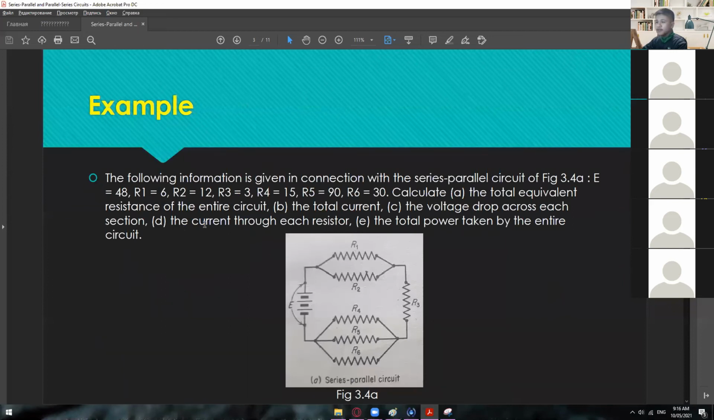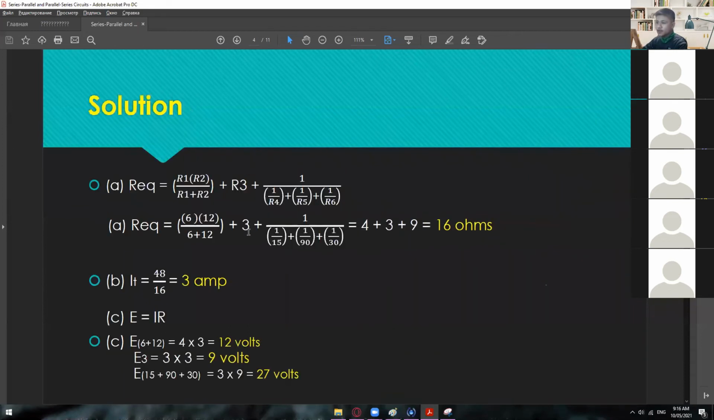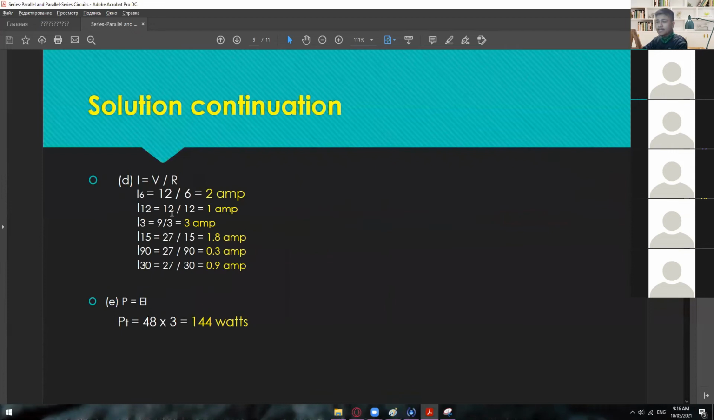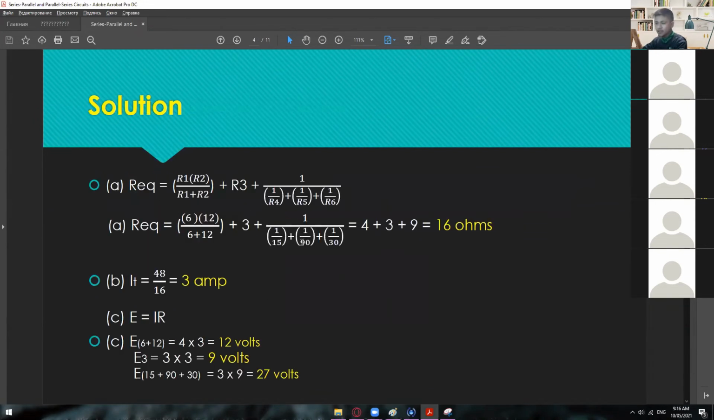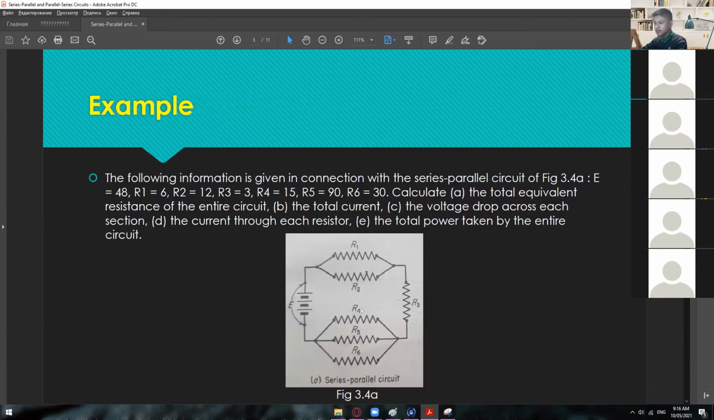And then for the letter D, the current through each resistor. So, madali na lang to. Actually, nagawa na natin siya kanina. So, kunin nyo lang mismo yung individual voltage, okay, mismo ng section na yon. Okay, which is we have 12 volts for this section, and then we have 9 volts for this section, and then 27 volts for this section.